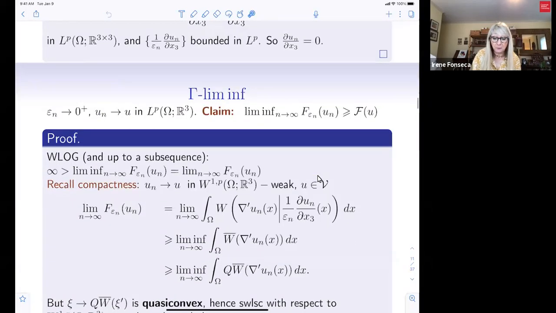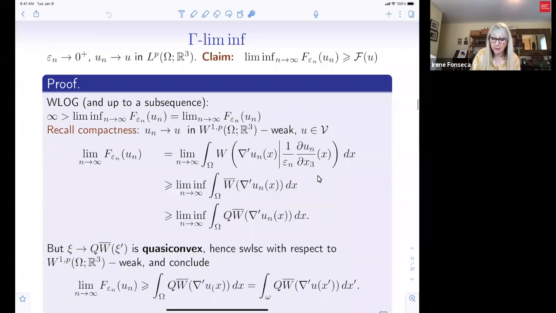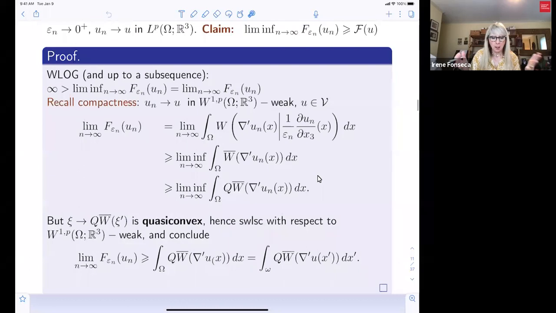For the gamma liminf, okay, so now you have a u_n that goes to u. u now is admissible, lives in the right space V, and you want to prove that whenever u_n goes to u, the liminf is bounded from below by that integral of the quasi-convexification, etc. And again, you can do that in one slide. Okay, so without loss of generality, you may assume that your liminf is a limit, just extract the subsequence. And then what do you do?